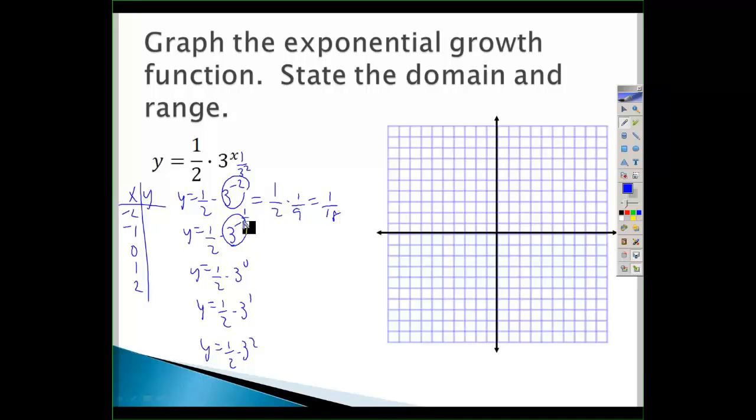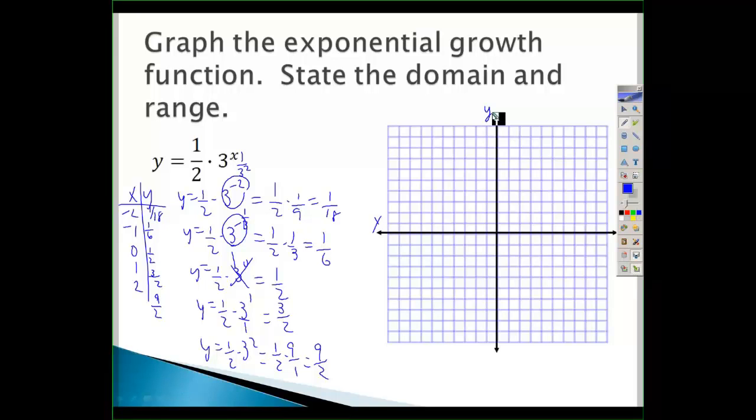This guy is really 1/3. So I'm going to write down 1/2 times 1/3. Multiply straight across, 1/6. This guy is really just 1, and 1/2 times 1 is 1/2. 1/2 times 3 over 1 would be 3/2. And finally, 1/2 times 9 over 1 would be 9/2. Okay, so I'm just going to put those in my t-chart here. 1/18, 1/6, 1/2, 3/2, and 9/2. Okay, and go into my graph here.